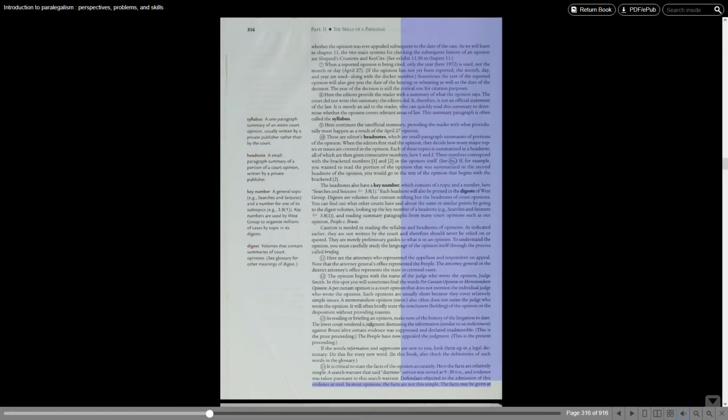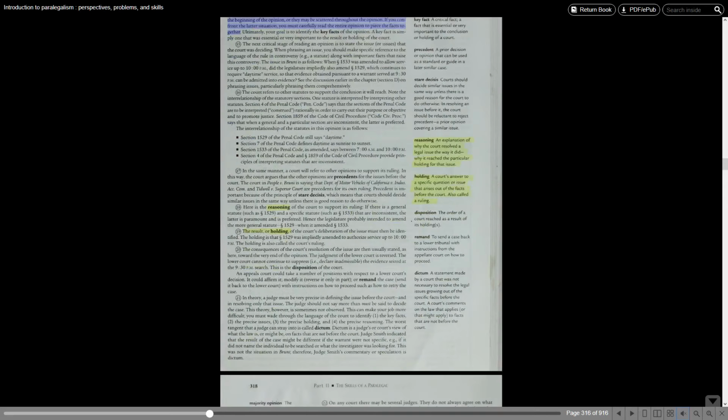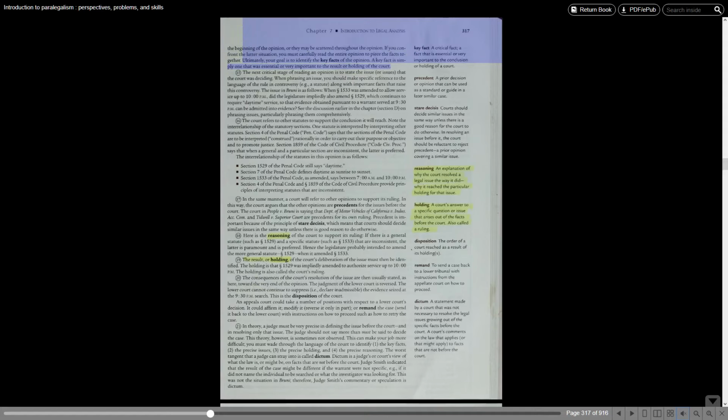In most opinions, the facts are not this simple. The facts may be given at the beginning of the opinion, or they may be scattered throughout the opinion. If you confront the latter situation, you must carefully read the entire opinion to piece the facts together. Ultimately, your goal is to identify the key facts of the opinion. A key fact is simply one that was essential or very important to the result or holding of the court.